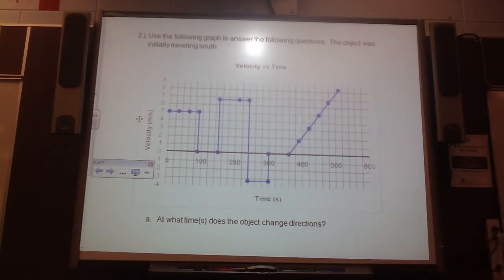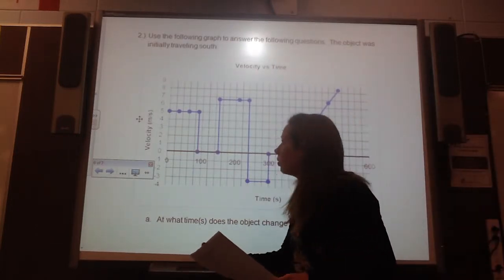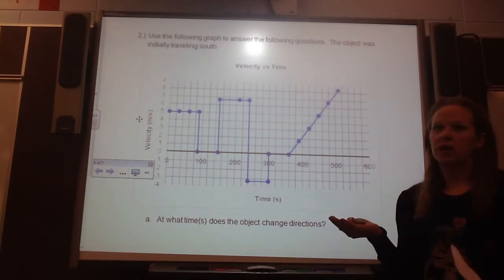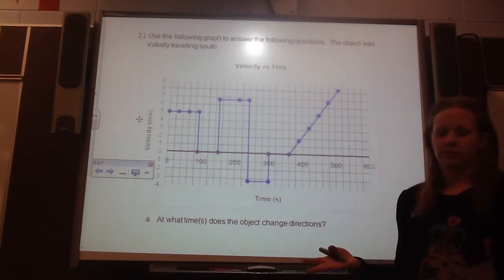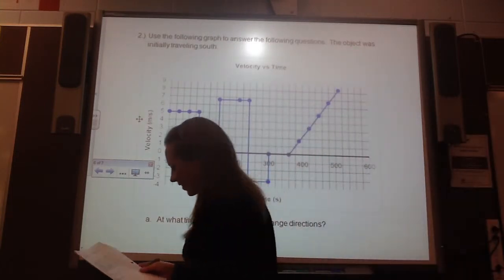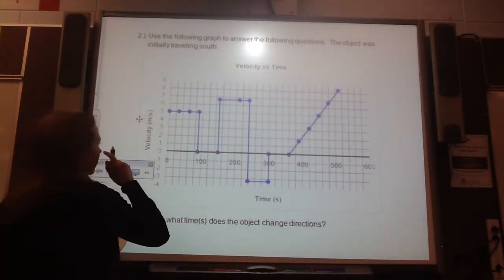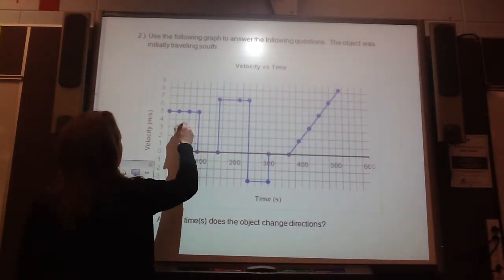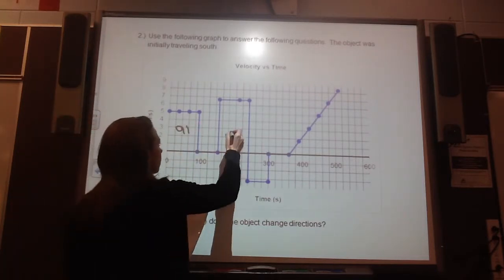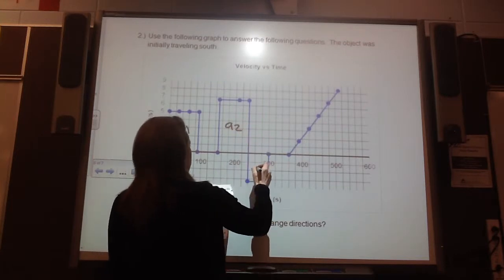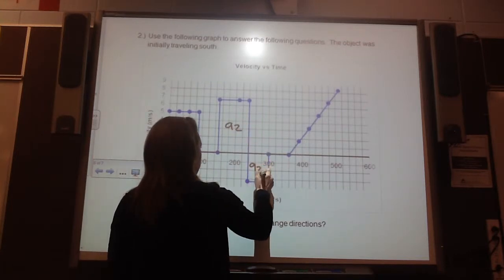The object is initially traveling south. So anytime it changes direction, it's probably going to be going the other way. Alright, let's figure things out here. I would call this A1, area 1. Here's my area 2. And here's area 3.